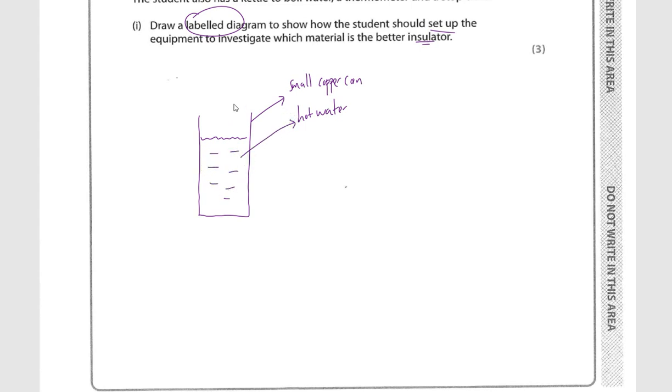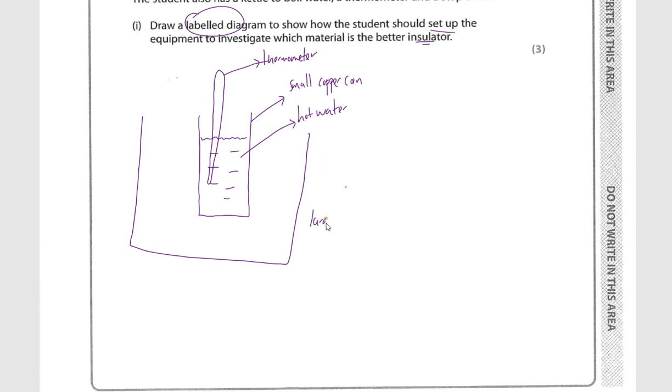So this will be this one here. And now, how are we going to measure the effectiveness of that? So therefore, we need to have a thermometer placed in. There you go. So this is my thermometer. Now, I need to use the big container. So this here is going to be my large copper can. Again, I need to label it because the question is telling me to label it. Okay, this here is my large copper can.